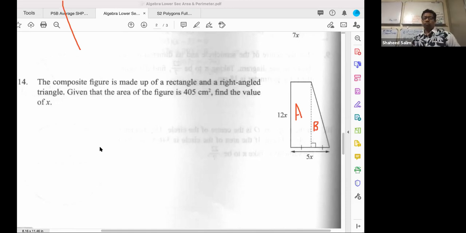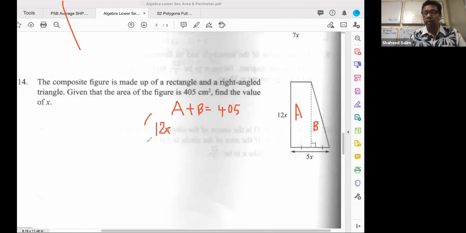Are we okay? You know what to do? You find area of A plus area of B is equal to, in case you're not so sure, A plus B equals 405. This is your equation. You say, I know, but how to find A? Length times breadth. Length is 12x. What is breadth? Breadth is half of 5x because this is the same. So times 5x divided by 2.